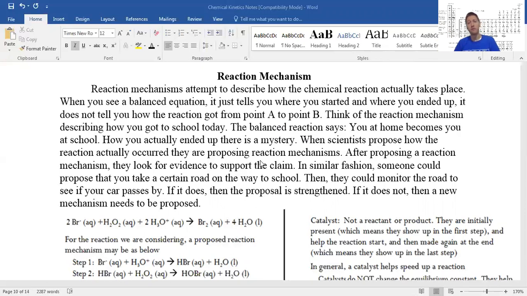Now, for reaction mechanisms, we try to figure out what they do and how they work, and we look for things along the way. If we were trying to find how you got to school, we could put people at different intersections and ask, did we see you come along here? In the chemistry world, it'd be like saying, along the way, we think we saw this molecule at some point. So reaction mechanisms talk about the whole process of how it actually changes from this chemical to that chemical.